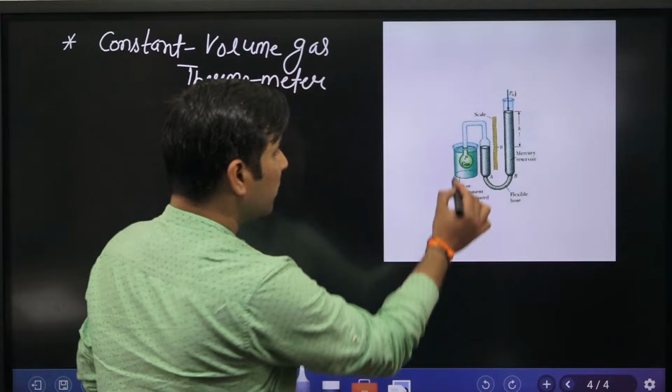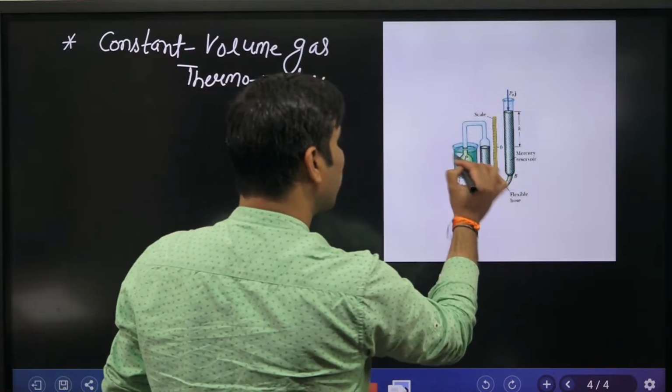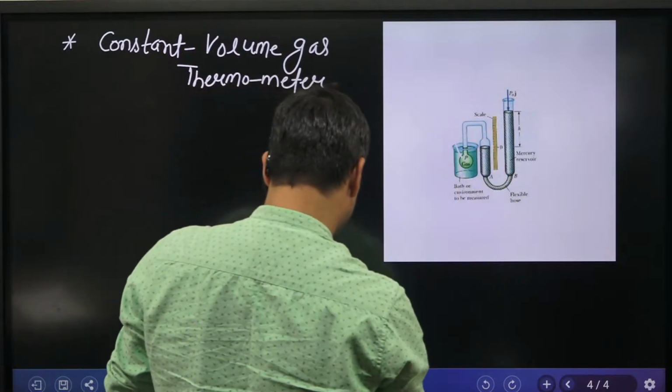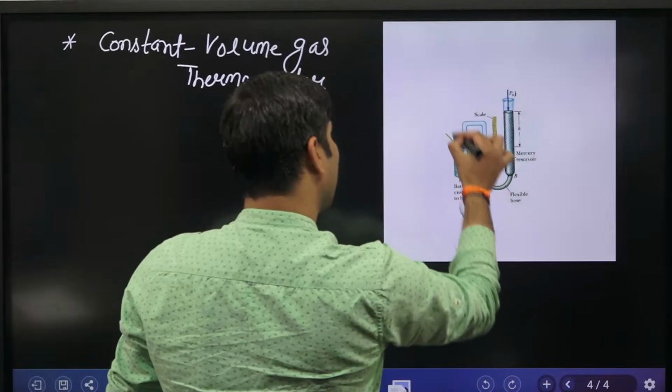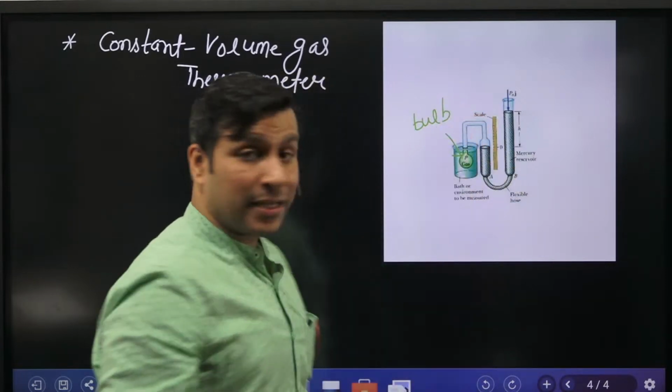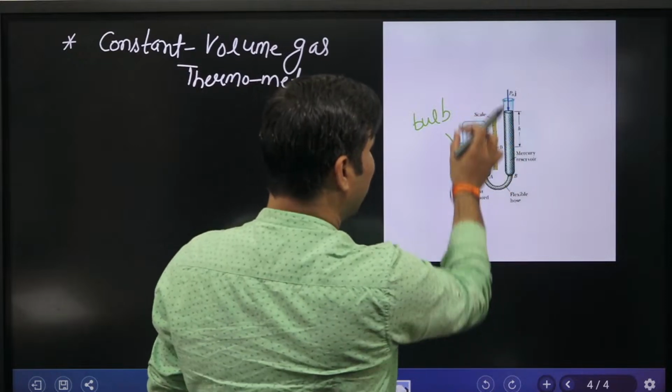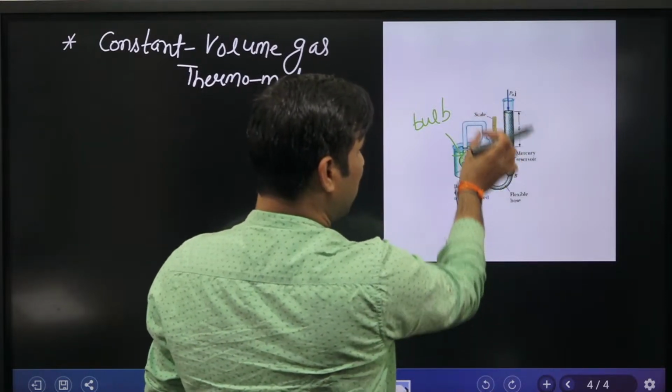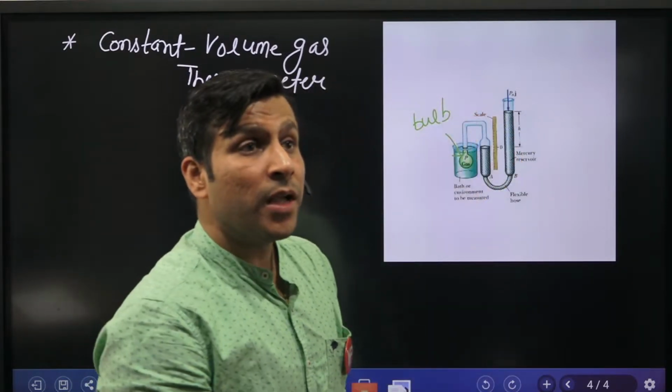There is a bulb, this is known as the gas bulb. Let me show you here. This is the gas bulb, and here some gas is there. This entire space is filled by gas. So what are you doing, guys?